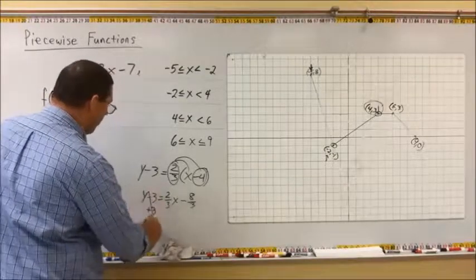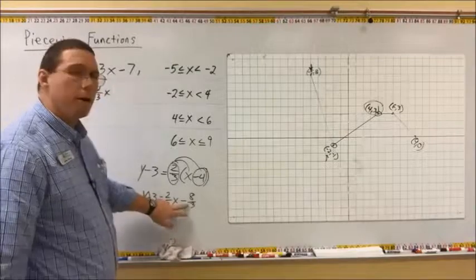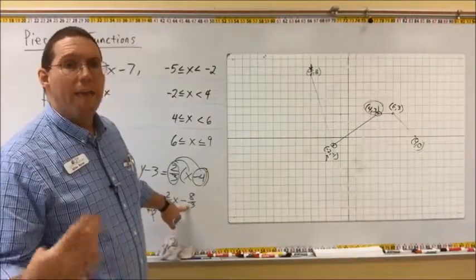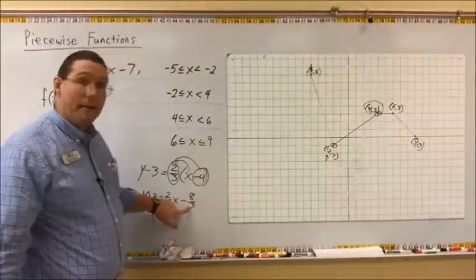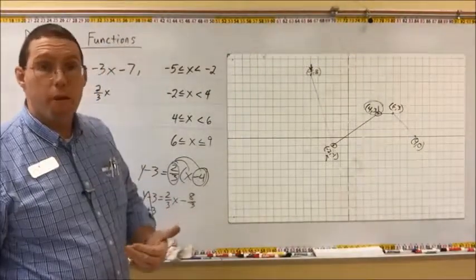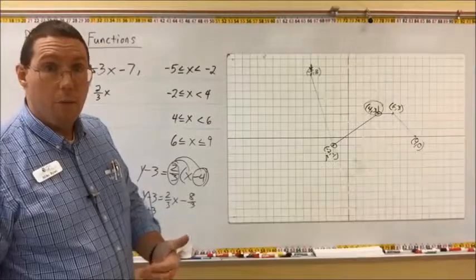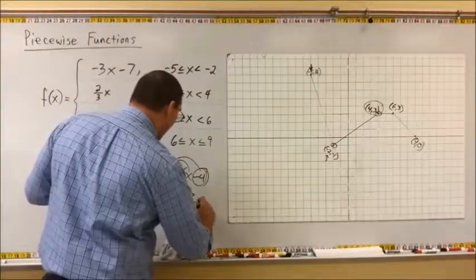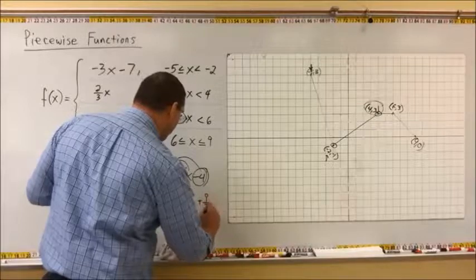Add 3 to cancel on this side. But over here, instead of adding 3, I want to add 3 with a denominator of 3. Well, what's equal to 3 but has a denominator of 3? Well, 9 over 3, right? 9 divided by 3 is 3. So I'm going to add 9 over 3.